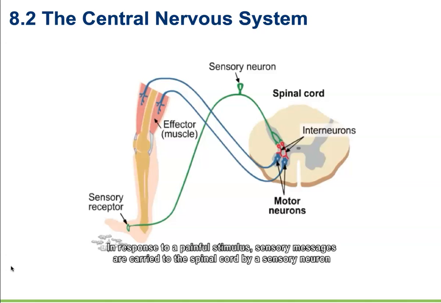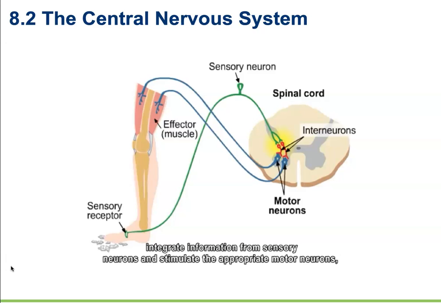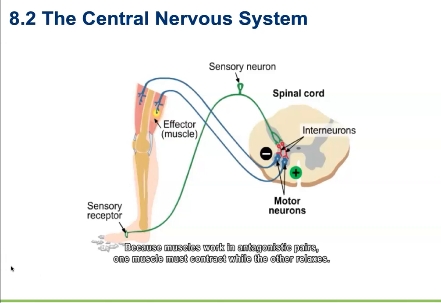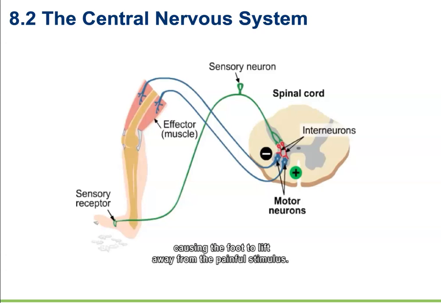In response to a painful stimulus, sensory messages are carried to the spinal cord by a sensory neuron. Interneurons, which can be either excitatory or inhibitory, integrate information from sensory neurons and stimulate the appropriate motor neurons, which in turn stimulate the appropriate muscles. Because muscles work in antagonistic pairs, one muscle must contract while the other relaxes. In this case, muscles in the back of the thigh contract while those in the front relax, causing the foot to lift away from the painful stimulus.